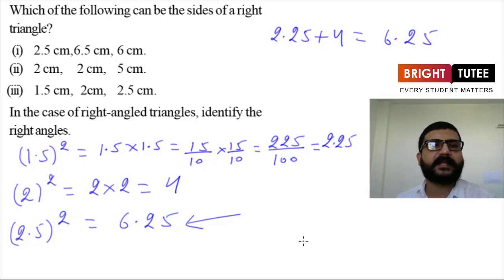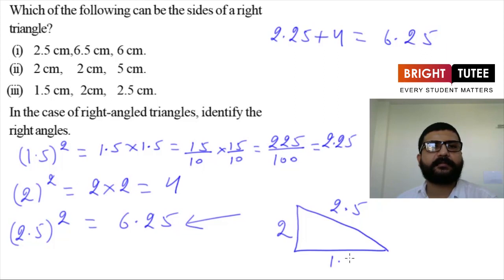Now which angle will be the right angle? The angle opposite to the side which is having length as 2.5 centimeters. So a rough sketch will be like this. So this is the hypotenuse, the longest side, it is 2.5 centimeters, and let's take this as 2 and this one as 1.5. Now here this angle is the right angle.